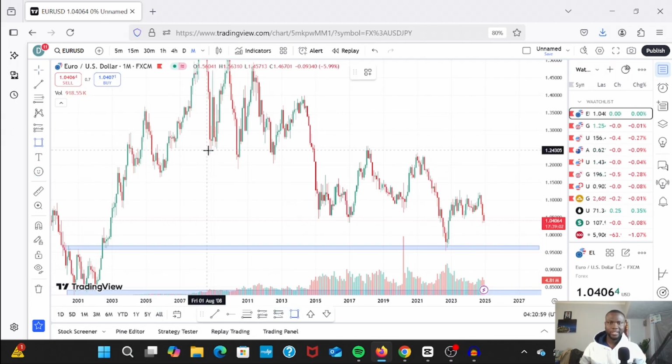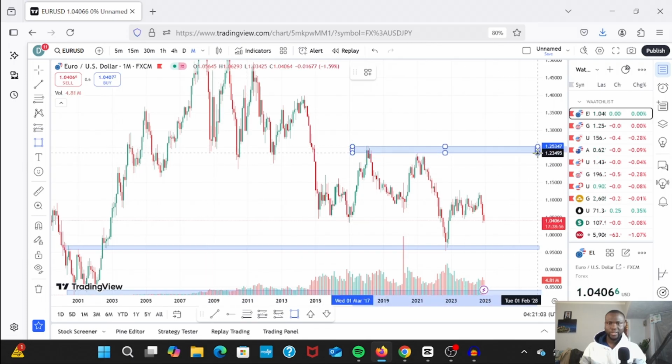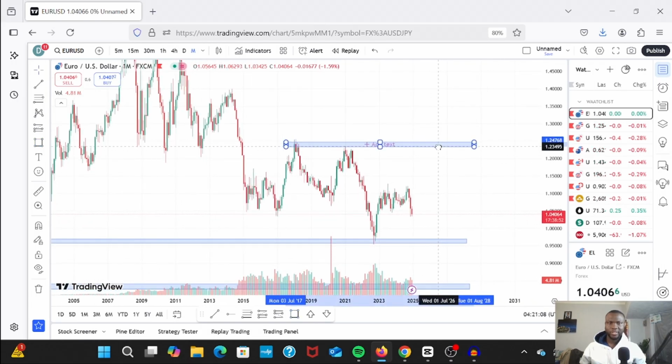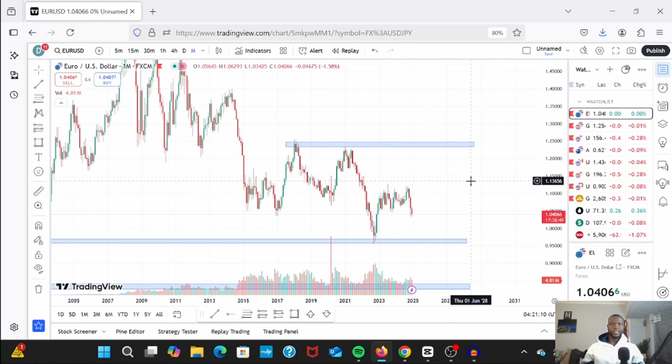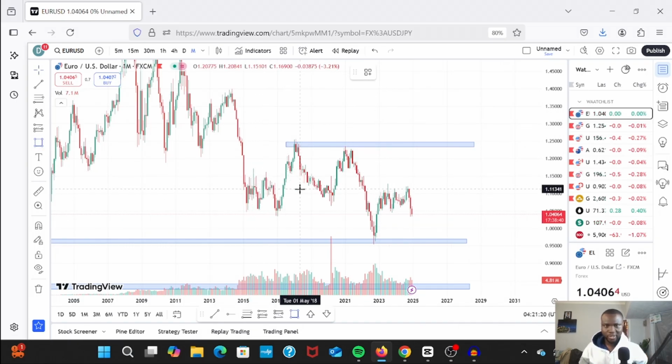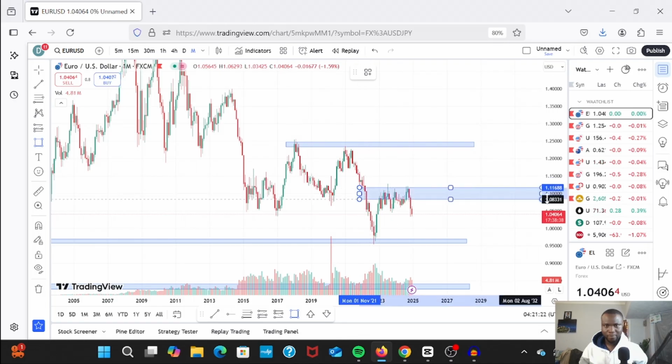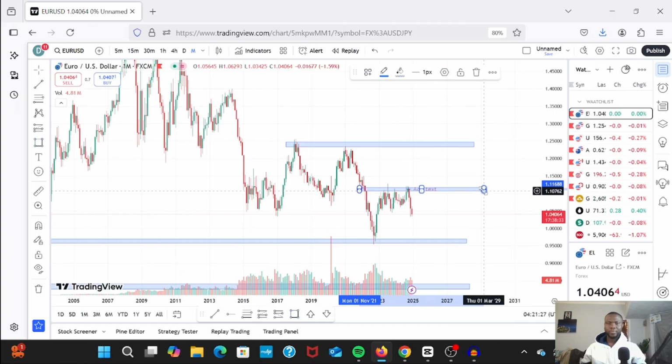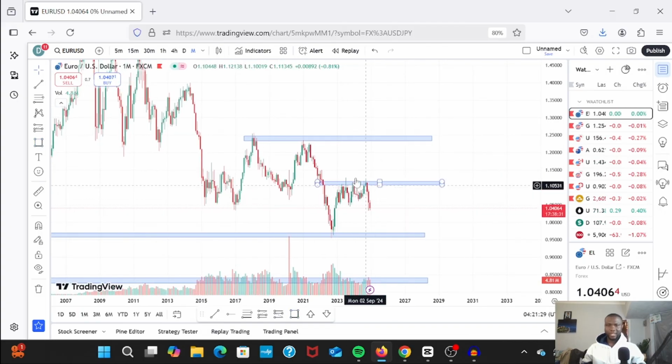So I can just take this and let me work with the current resistance here. As you can see, I have my support. I can also come over here and I'm seeing another support here. That is now acting as a resistance. It's acting as a resistance.